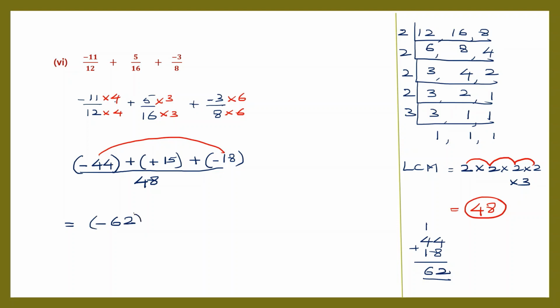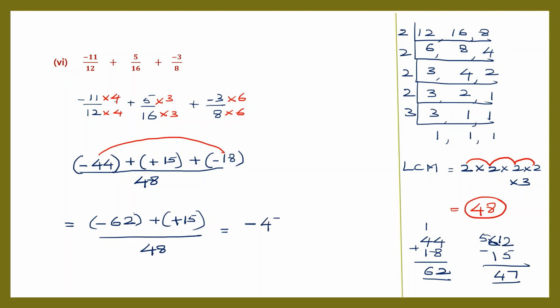And the other number is plus 15. Plus 15. The denominator is 48. Now, as you can see, signs are different. So we put the sign of the bigger number and we subtract. Let's subtract 62 and 15. So here we have to borrow. 12 minus 5 is 7. 5 minus 1 is 4. So we get 47. So here it is minus 47 by 48. So this is our answer.